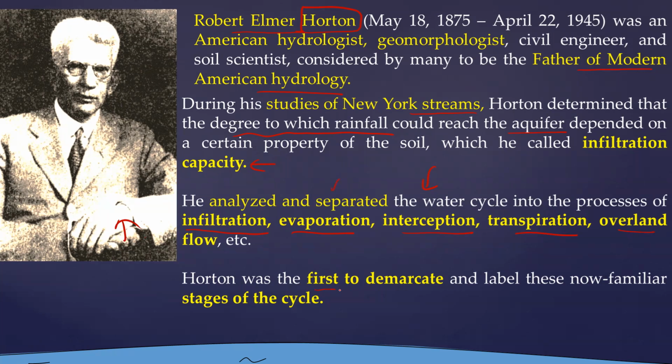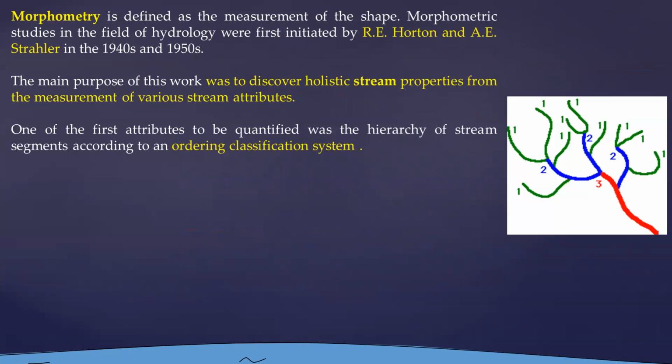So Horton was the first person to demarcate and label, which you are familiar with now, the stages of the water cycle, right? So that's his contribution. But furthermore, in morphometry of river basin, he defined R.E. Horton, remember the name, and also the Strahler, right? When he modified. So Horton was the first person in 1945 who defined the measurement of shape of a particular drainage basin, right? This is called morphometry. So morpho is for shape and metry is for measurement. How do you measure the shape, right?